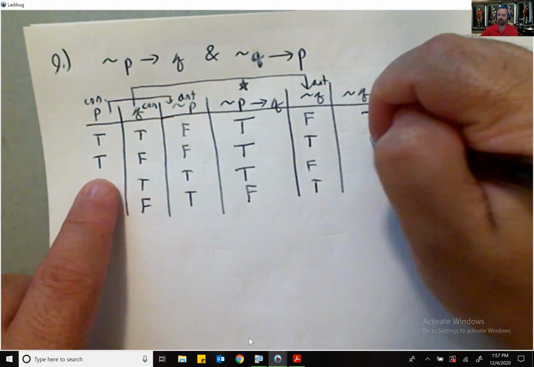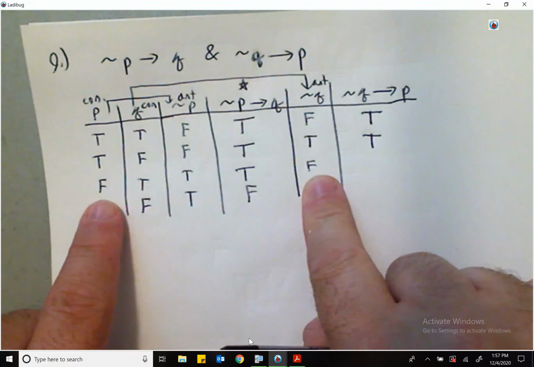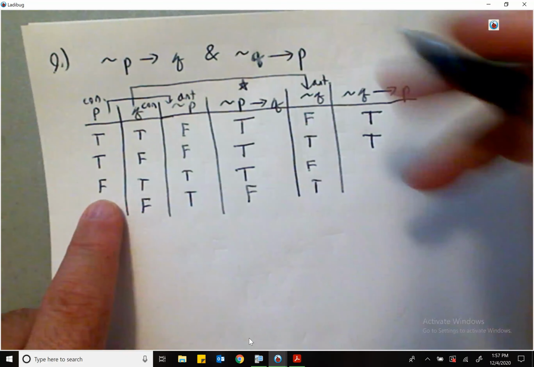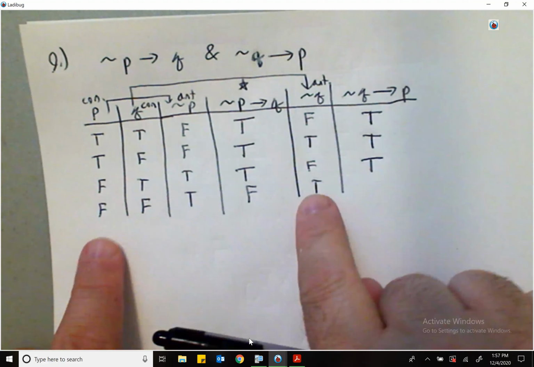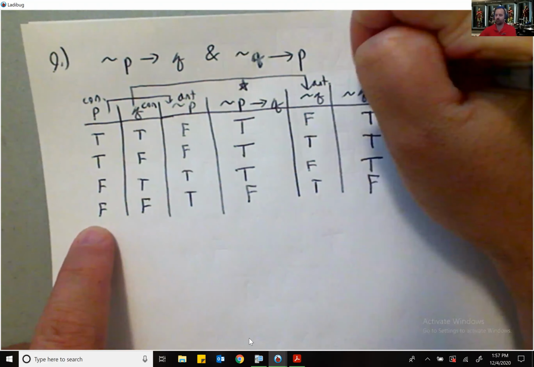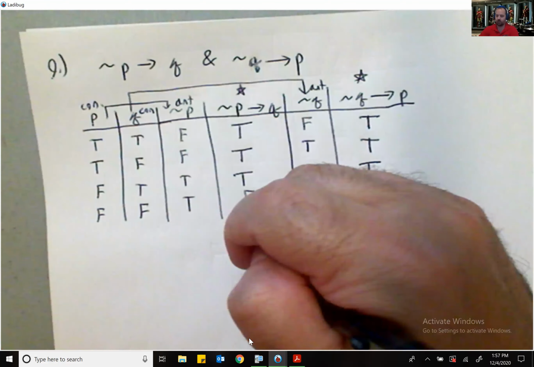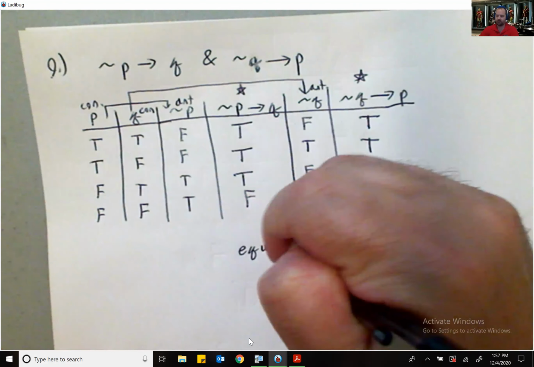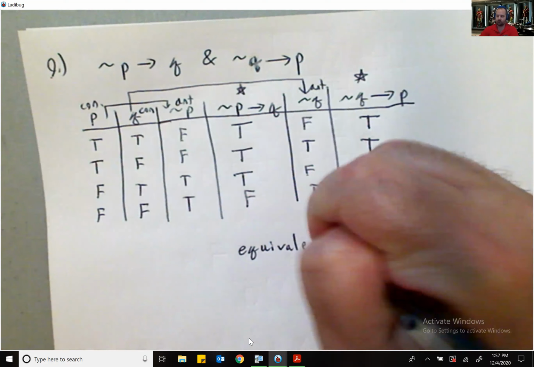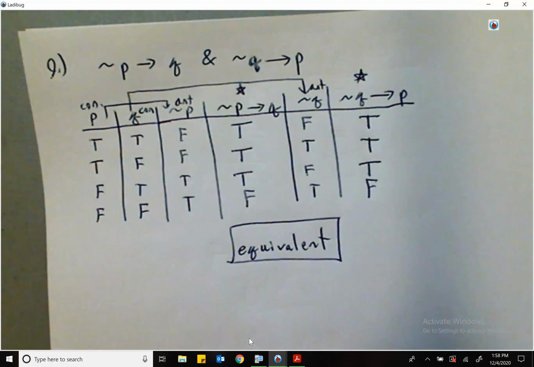So far they're matching, so this is a good thing. False, false. It's true. True, false. It's false. So they match. So looking at those two columns, do they match 100%? Yes, they do. So these statements are equivalent. All right, number 10.